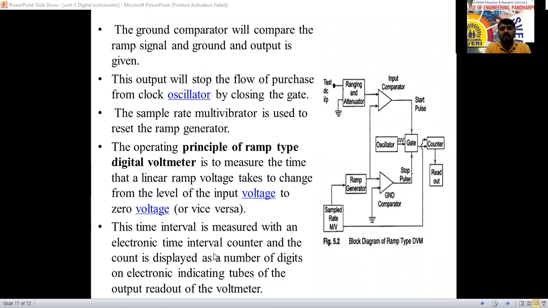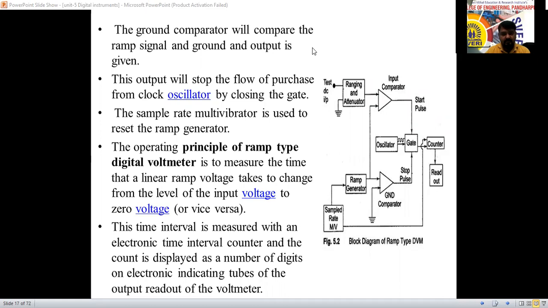So in the previous class, we discussed the types of digital voltmeter. We have already discussed the first type, the ramp type digital voltmeter. Today we are going to discuss the next type of digital voltmeter, that is called the integrating type digital voltmeter, in today's session.